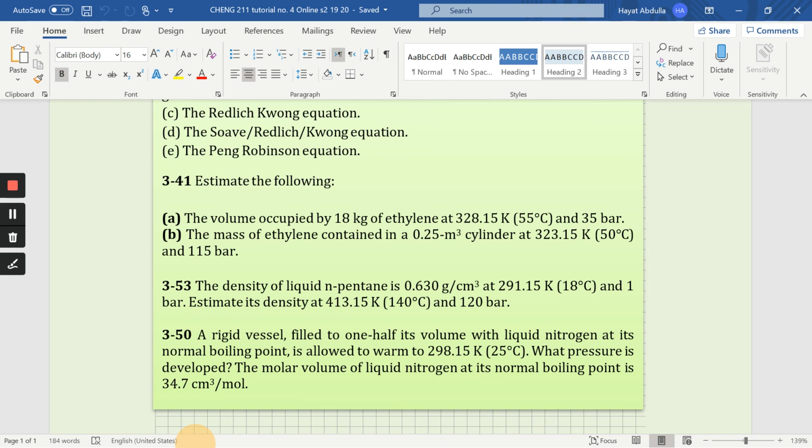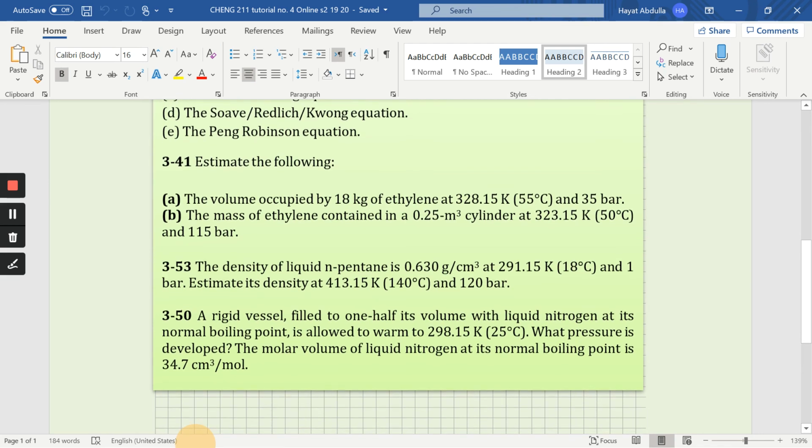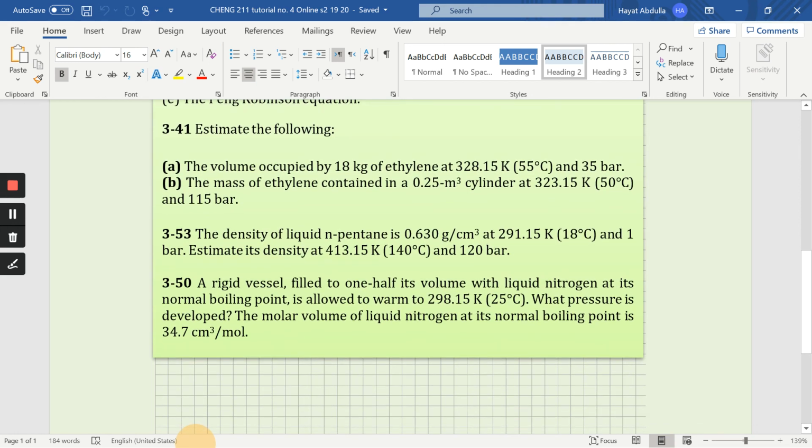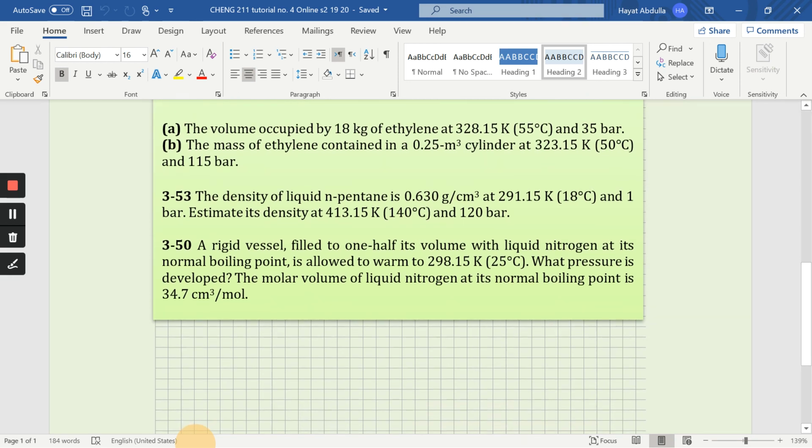For 341, the method hasn't been specified. You can choose your own method, but in the model answer, Smith chose his own method and solved it, so you can use the same method. But as I said, we will always specify the method, or we will ask you to choose a method where you have no option other than one, to avoid having more than one model answer. For 353, they give you the density and ask you to estimate the density, and it's liquid, so definitely you will use the density correlation method. Last, 350 asks for the molar volume of liquid.